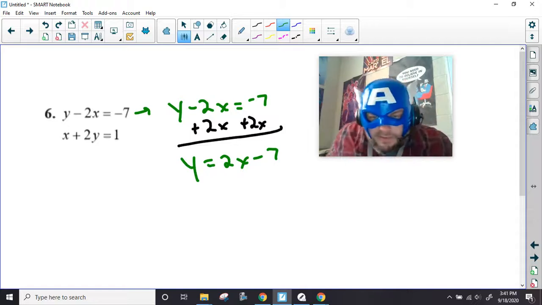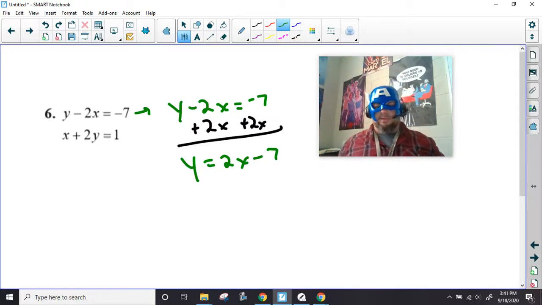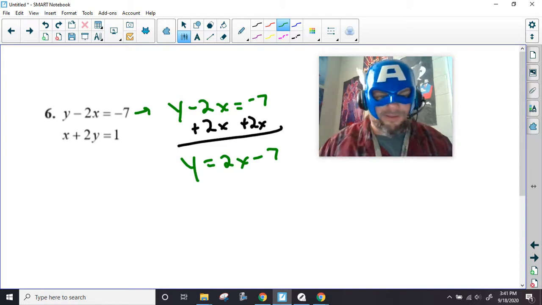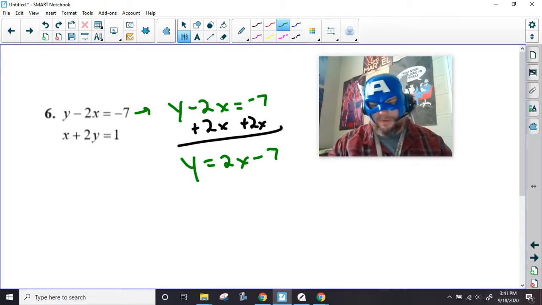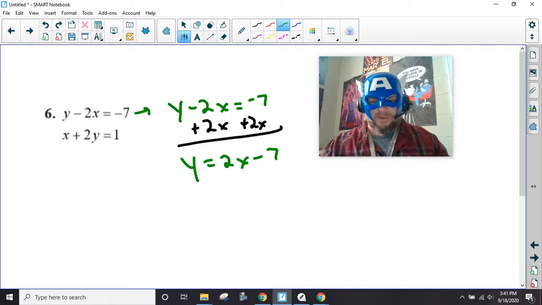Wear your mask like Captain Meemaw. Meemaw Ivy, the great governor of Alabama, said to wear the mask. But that's what we're doing.